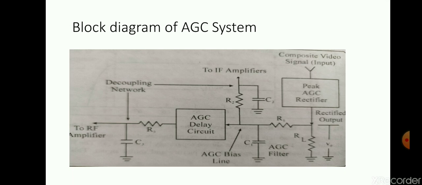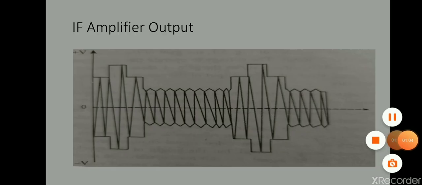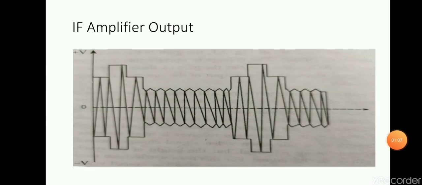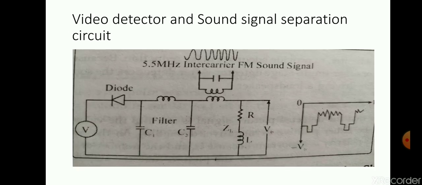Now next one, you can see here we are having the IF amplifier output. This is the case of, you can say, the video detector. Last, it is showing the IF amplifier, intermediate frequency amplifier output, that is of modulated IF signal. Afterwards, the video detector and signal separation circuit is shown.